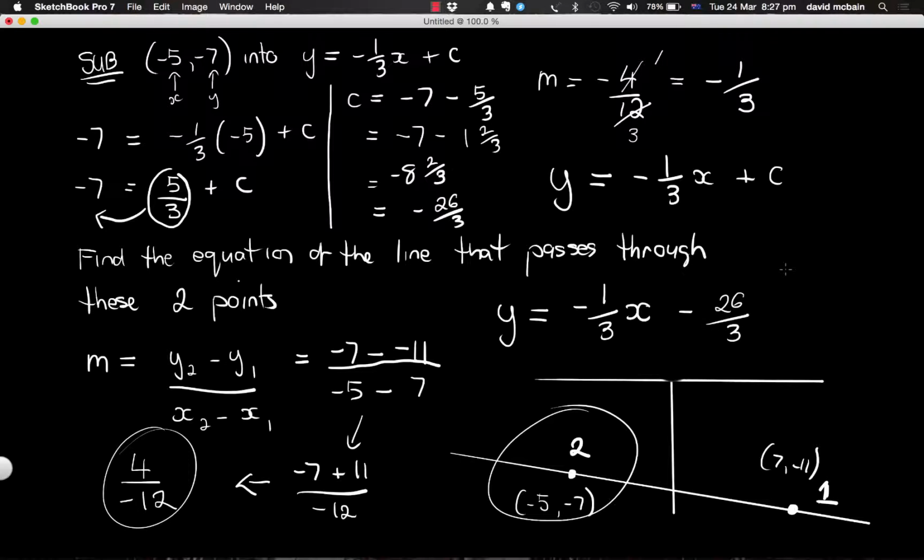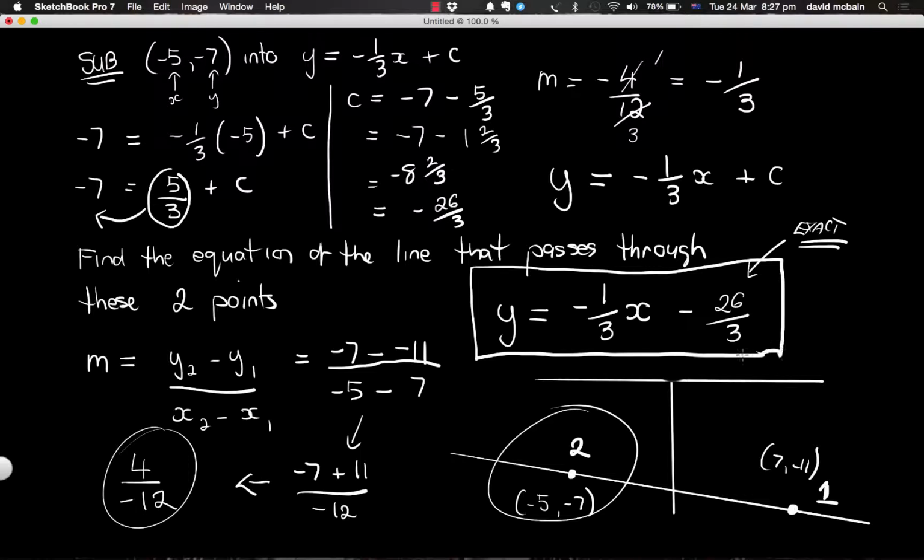I should also point out that we're now getting into the realm of mathematics where you need to give exact answers, so do not convert that to a decimal unless you're asked to do so. So, ladies and gentlemen, there is the final equation for this problem.